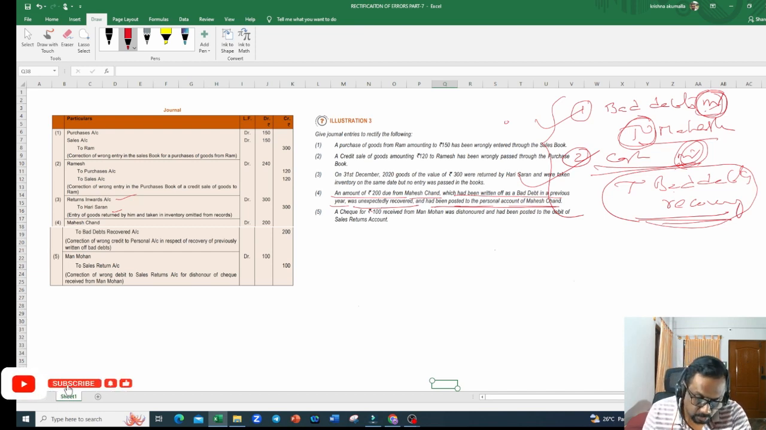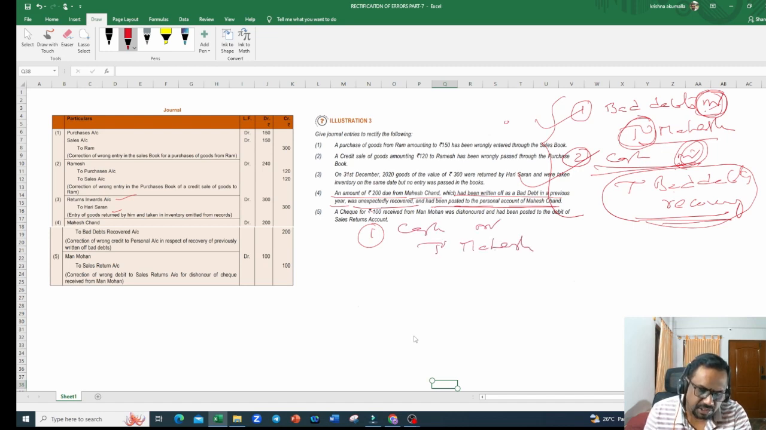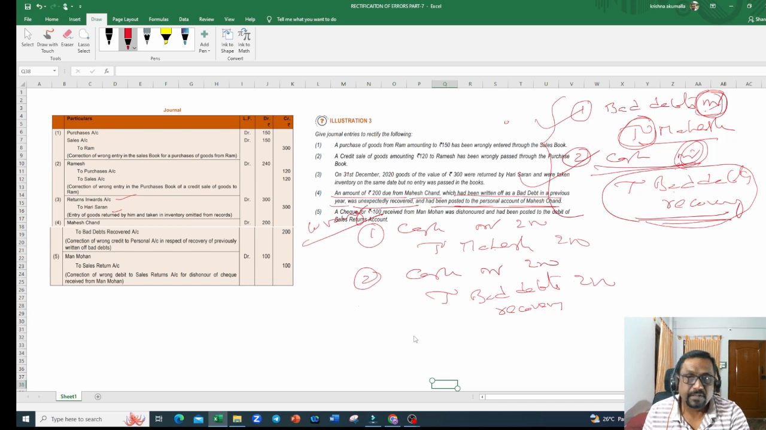But what did they do? Now I'm going to explain what wrong entry they have written here. Now I'm telling you the wrong entry. Wrong entry was cash account debit to Mahesh account, Mahesh Chand. So how much is the amount? 200. This is the wrong entry. What is the correct entry? Cash account debit to bad debts recovery account, 200. This is the correct entry.